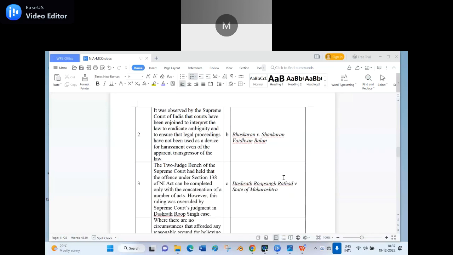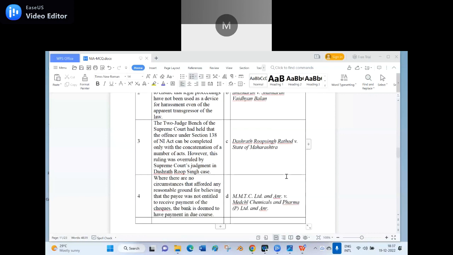The third: a 2-judge bench of the Supreme Court held that the offense under Section 138 of the NI Act can be completed only with the concatenation of a number of acts. However, this ruling was overruled by the Supreme Court judgment in the Dashrath Roop Singh case. And the fourth one: where there are no circumstances that afforded any reasonable ground for believing that the payee was not entitled to receive the payment of the checks, the bank is deemed to have made payment in due course.